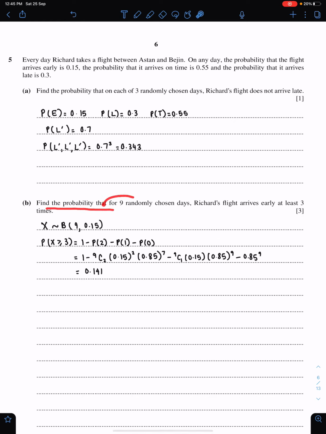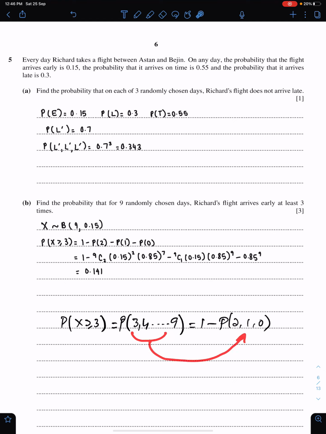Find the probability that for 9 randomly chosen days, this situation is binomial with n is 9 and early, so probability p is 0.15. At least 3 times. At least 3 times means this thing: 3, 4 till 9. Since this method is lengthy, we need to use the indirect method, which is 1 minus 2, 1, 0. Those numbers which are not in this list, and this is here, 2, 1, 0. And give your answer up to 3 significant figures.